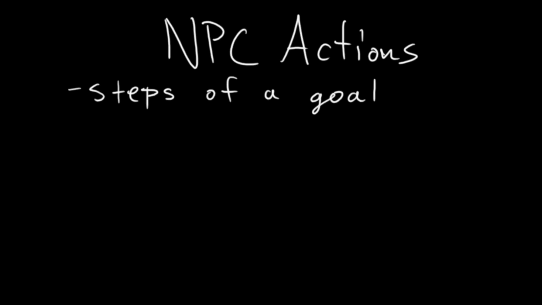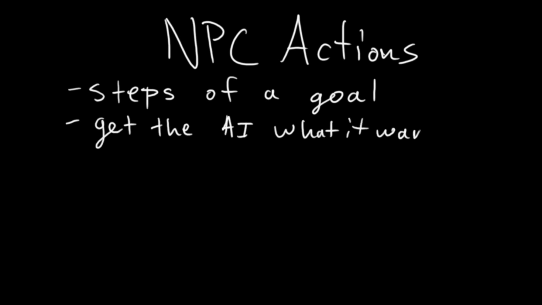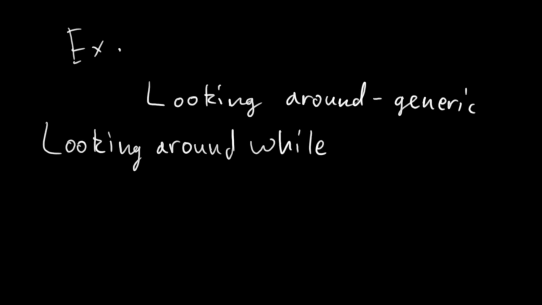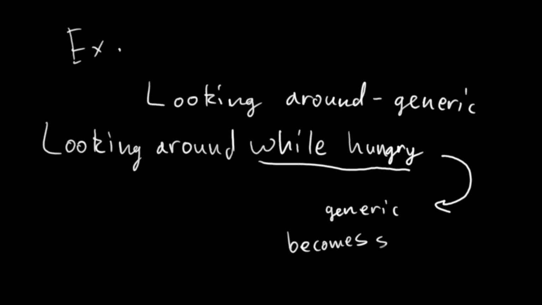NPC actions, on the other hand, are specific steps that the goals take to get what the AI wants. These actions themselves are as generic as possible and take additional information from the NPC's current state to execute them in different ways. For instance, searching for food is really just a generic search function, but because the AI has recognized that it's hungry, it knows that when it's told to search for something, it's searching for food.